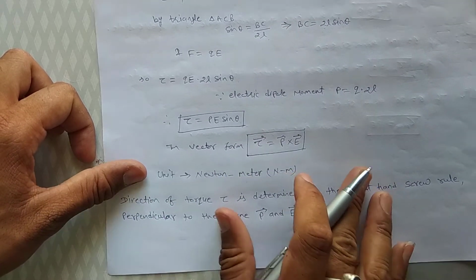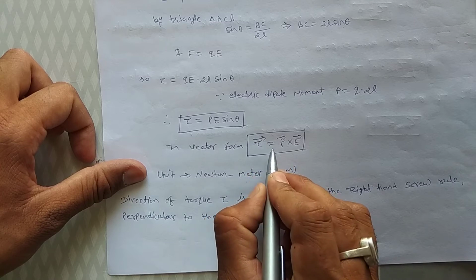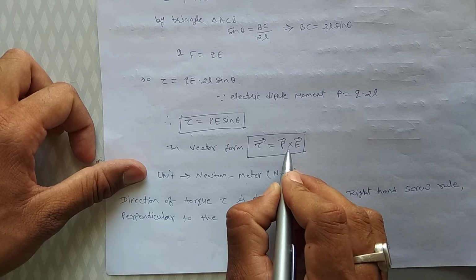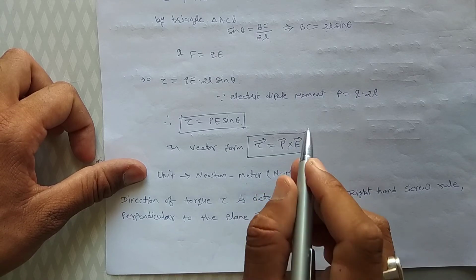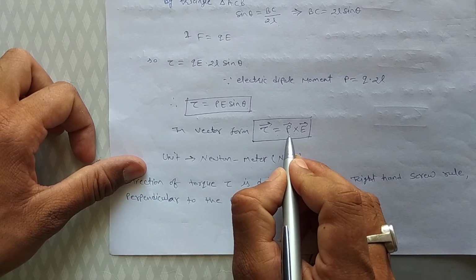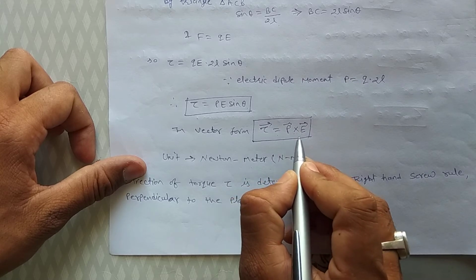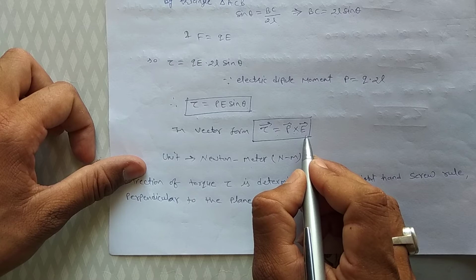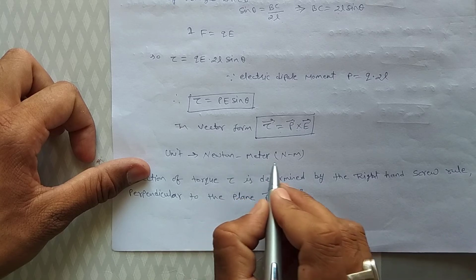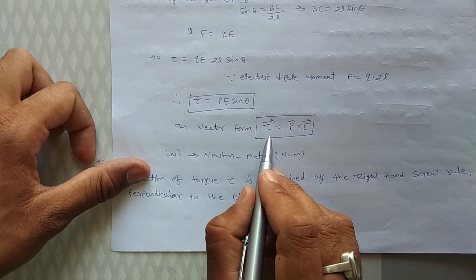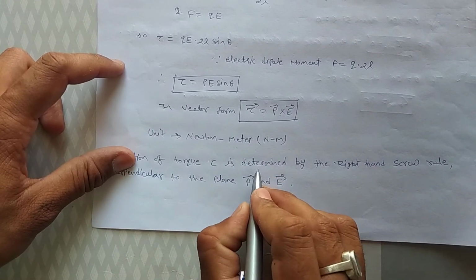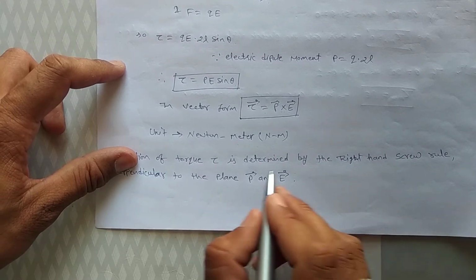In vector form, we can represent torque: tau vector is equal to P vector cross E vector. This is the vector product. So the unit of torque: we know that the unit of dipole moment is coulomb into meter and the unit of electric field intensity is Newton upon coulomb. So the resultant unit of torque is Newton into meter. This is a vector quantity. So the direction of torque tau is determined by the right hand screw rule.